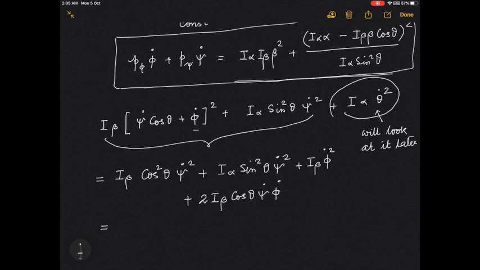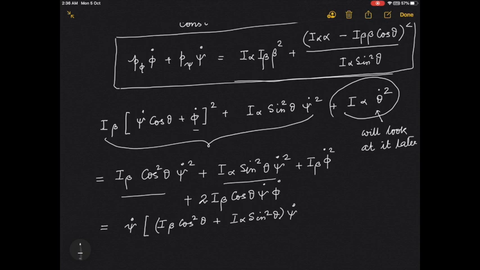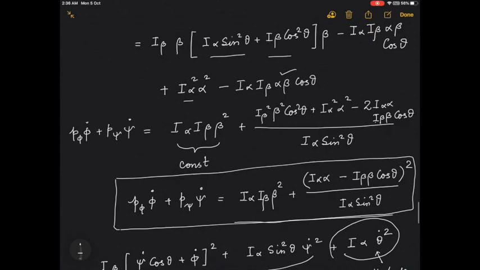P chi dot, right? So let me take chi dot common from this term and this term. So what I get is I beta cos square theta plus I alpha sin square theta. One chi dot I have taken, the other chi dot remains. Now let's look at this term, I beta cos square theta plus I alpha sin square theta times chi dot.